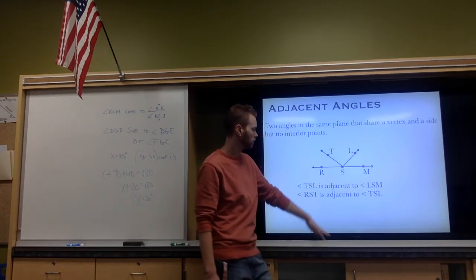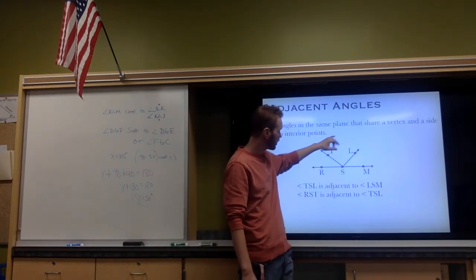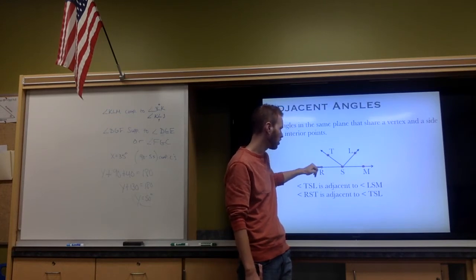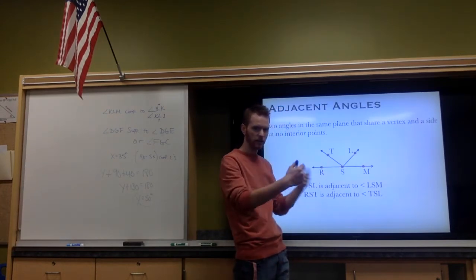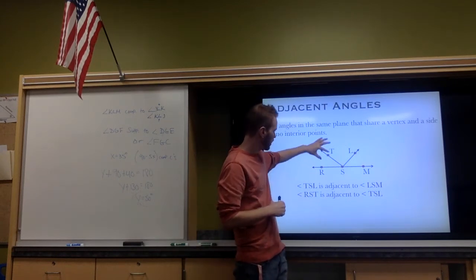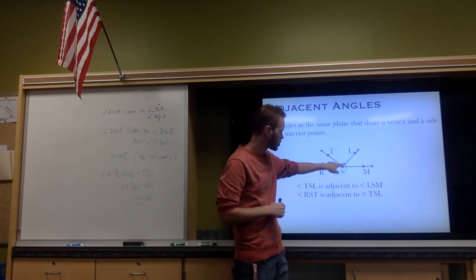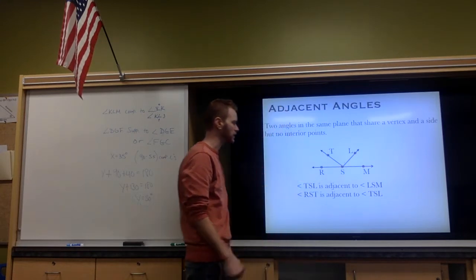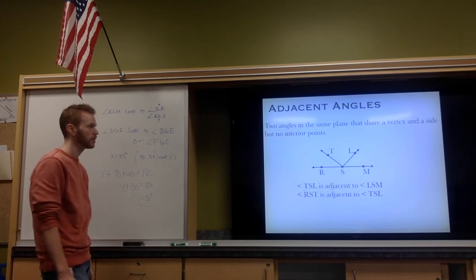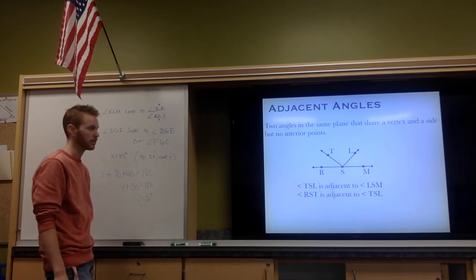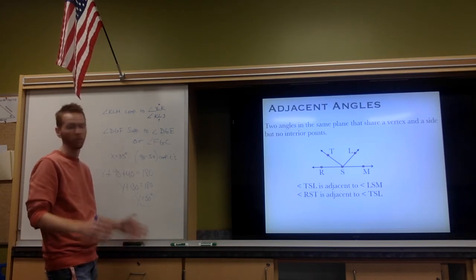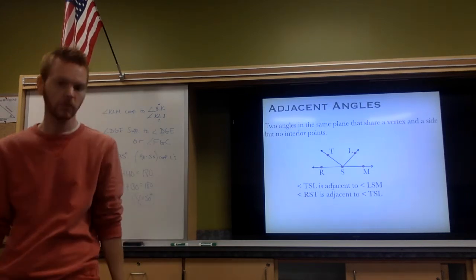Look at the other example, left side. This angle is next to angle TSR, or RST, how I wrote it here. Doesn't matter the order, as long as the vertex is in the middle. And these are next to each other. They share this side, ray ST, and they have no interior points in common. So it's just locating things. It's like, what's adjacent to this angle? When you hear that word adjacent, you're thinking, what's next to it? A lot of vocab here.